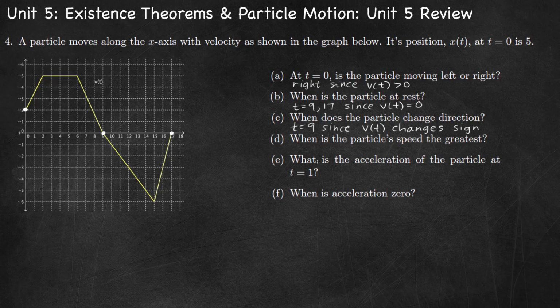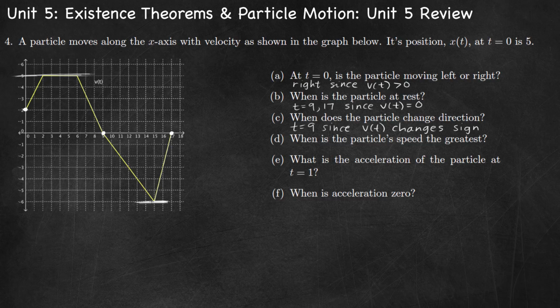When is the particle's speed the greatest? Well, speed is the absolute value of velocity. So the largest positive velocity on our graph occurs right here at 5. But we also have a negative velocity of -6. And since speed is the absolute value of velocity, the absolute value of -6 becomes +6, which is more than 5.